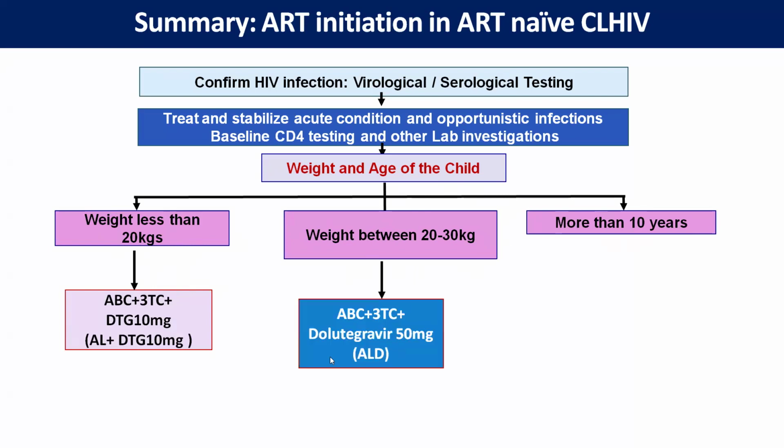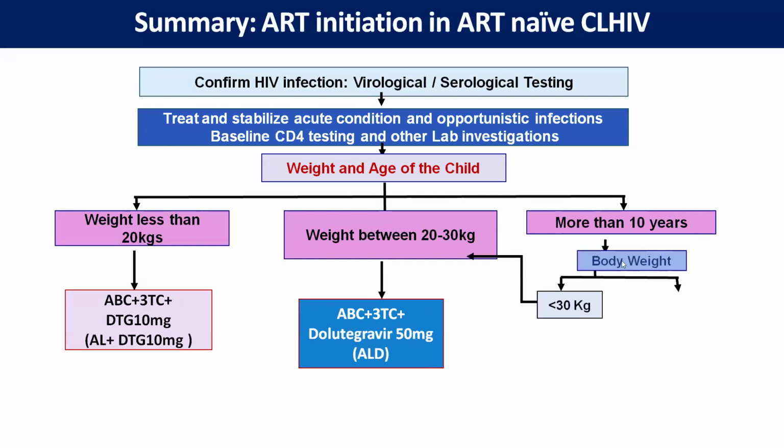Even in the 20 to 30 kg group, it is abacavir, lamivudine, and dolutegravir. But what is the difference? Here we are giving dispersible 10 milligram tablets according to the weight band. Here we are giving film-coated 50 milligram tablets. That is the only difference between less than 20 kg and above 20 kg up to 30 kg.